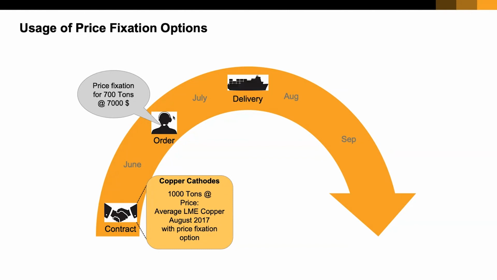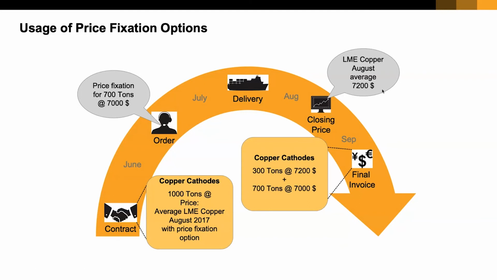So the delivery happens in August, and in August, the closing price of this quotation rule is $7,200 per ton, right? So how do we expect the final pricing to happen? In this case, the price fixation will be honored and 700 tons will be booked at the $7,000 per ton rate, and the remaining 300 will be booked at the rate of $7,200 per ton. So that's how the pricing will happen here. And all this is because we have done the price fixation here.